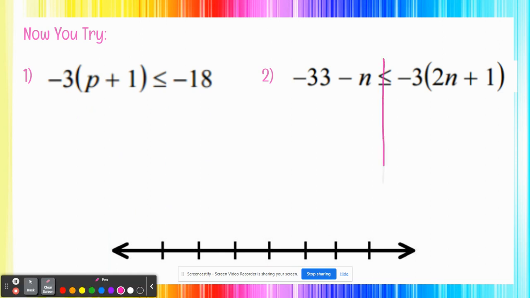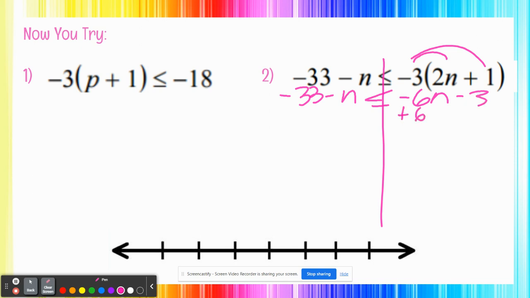So let's try the next one. Bring down negative 33 minus n and their inequality sign of less than or equal to. Now it's distributive properties. So that gives me negative 6n and negative 3. Now I'm ready to get my variables together.